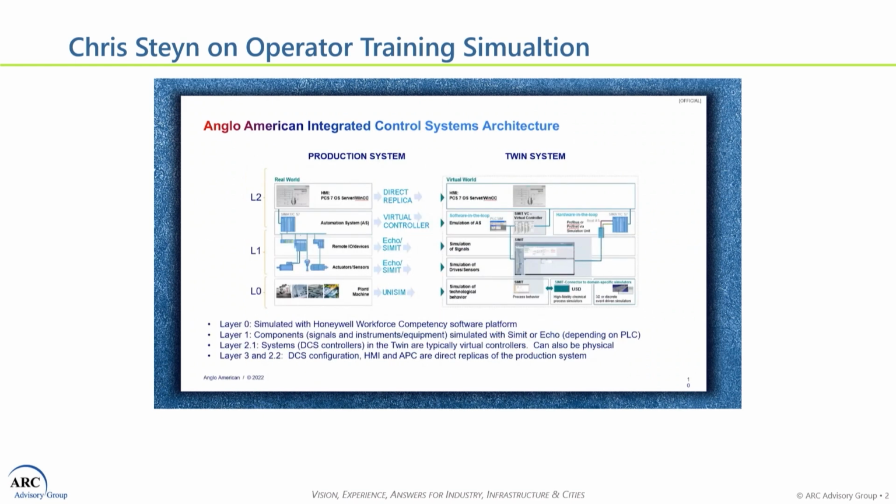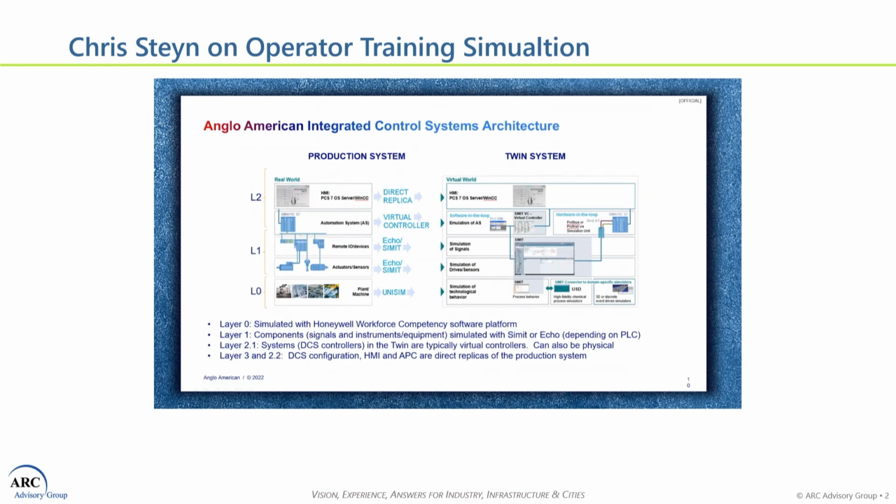Just zooming into those couple of layers, we have level 0, which is the actual plant. We use Unisim Design, the Unisim design platform, to create high fidelity simulation. For level 1, the devices, we use other software such as, if it's a Siemens PLC, we use SIMIT. If it's a Rockwell, we use Echo or Emulate3D.